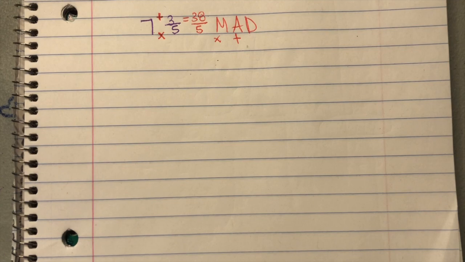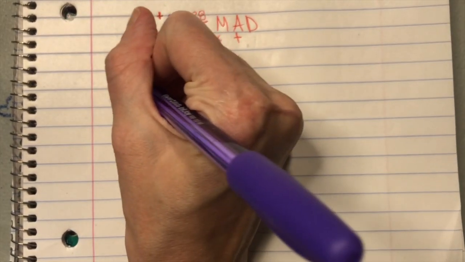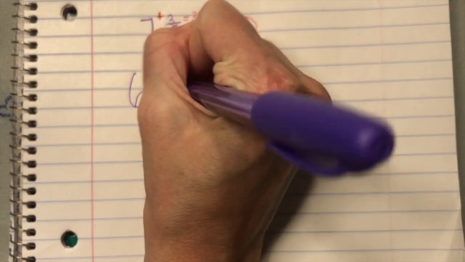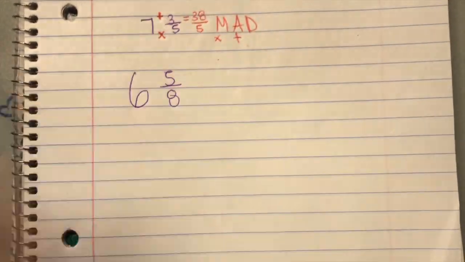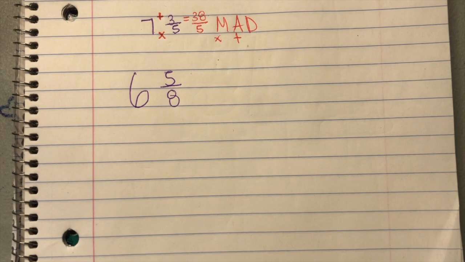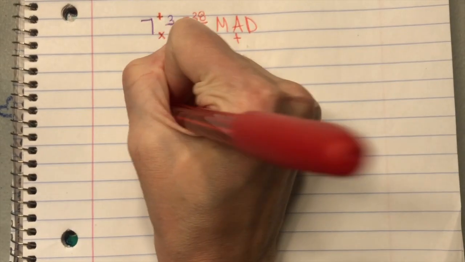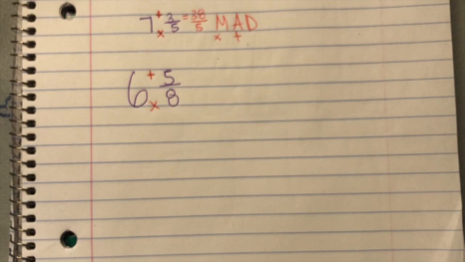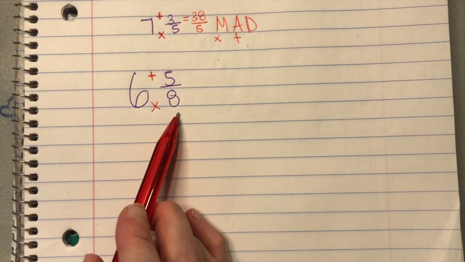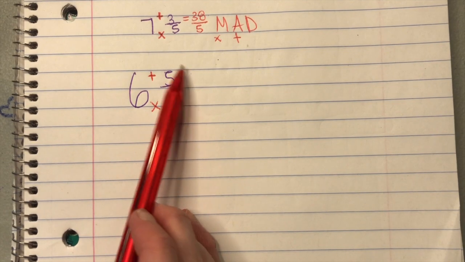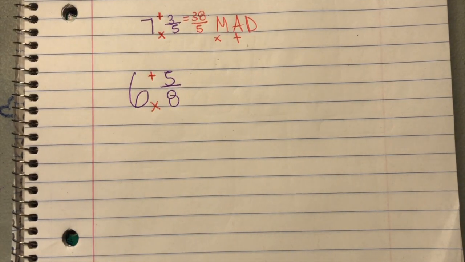Next problem. And this one I'm going to write a little bit bigger. 6 5/8. Remember, I'm still following that MAD acronym. Multiply, add, and that denominator stays the same. This is how I change the 6 wholes into eighths, and I add that 5/8 to it.